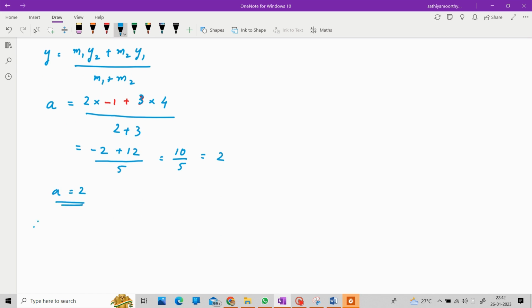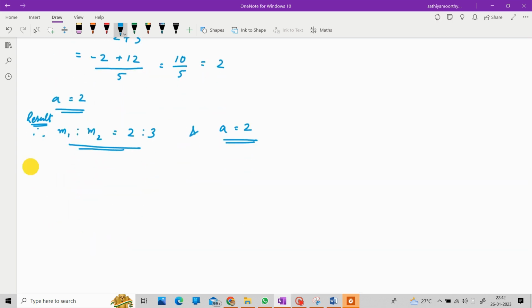So therefore we have found out the two ratio, that is first one, the ratio they have asked, m1 is to m2 is equal to 2 is to 3 is the first one, and the value of a is equal to 2. So this is the result. We have got it. Now let me do one more problem of the same type, so it will be clear for you to understand.